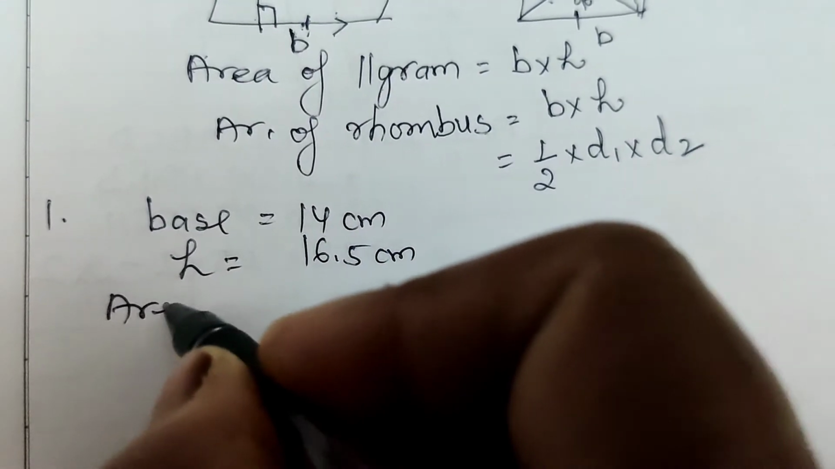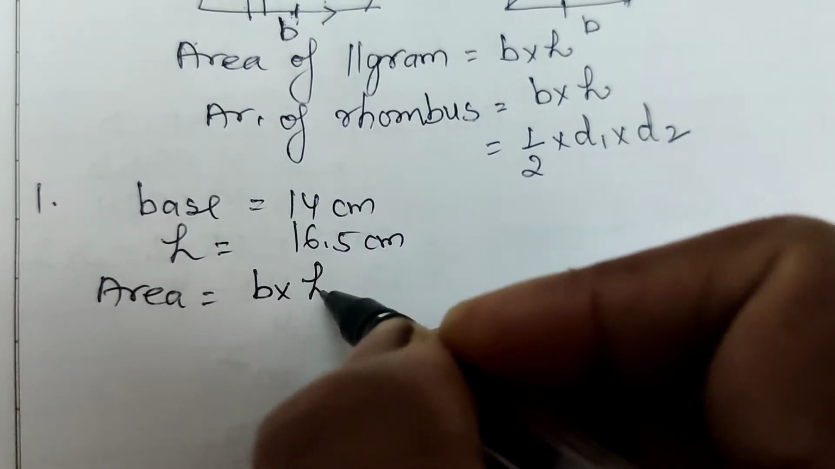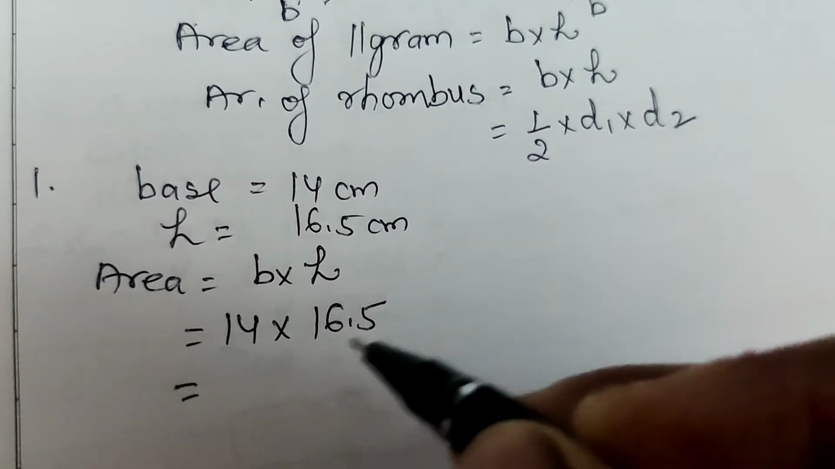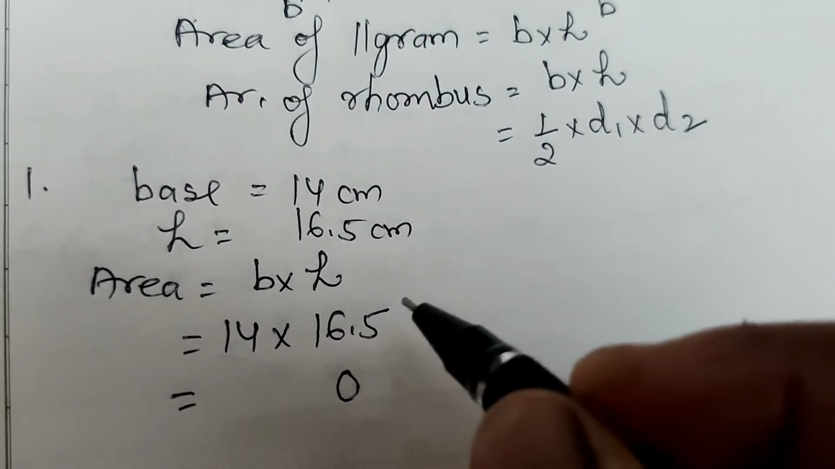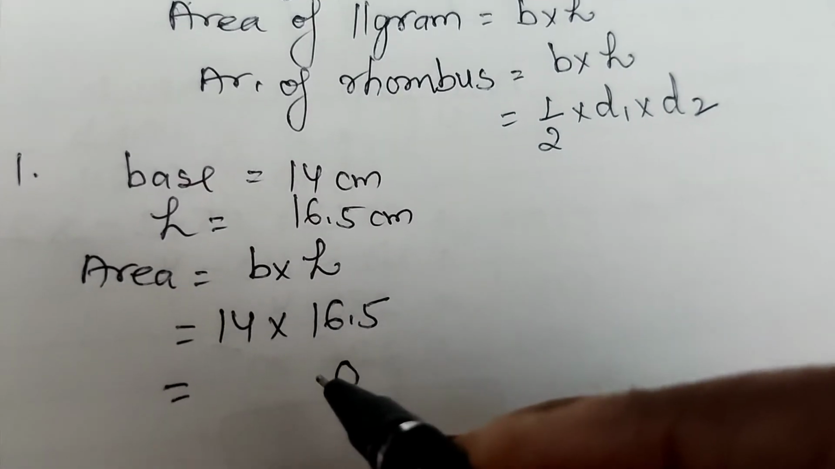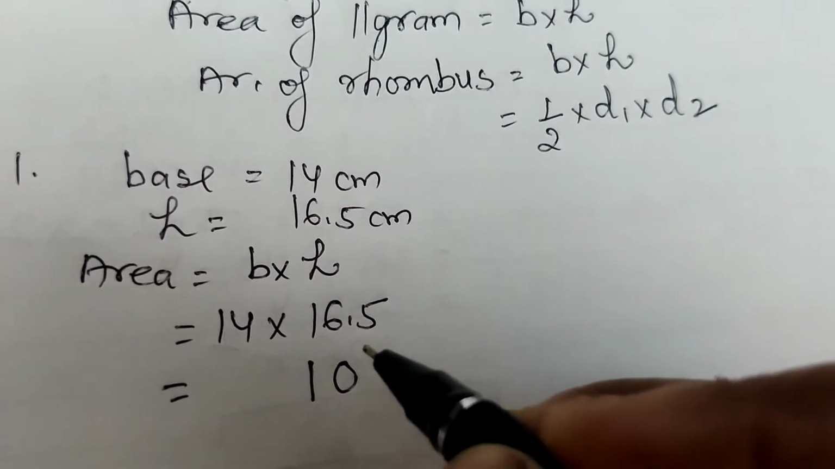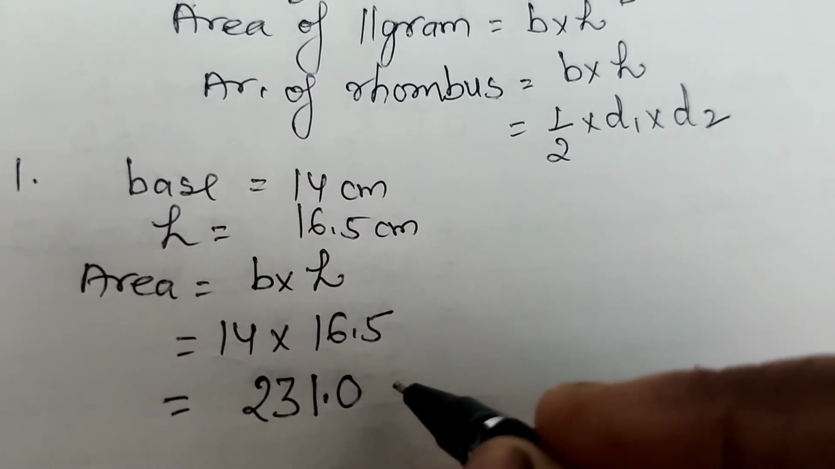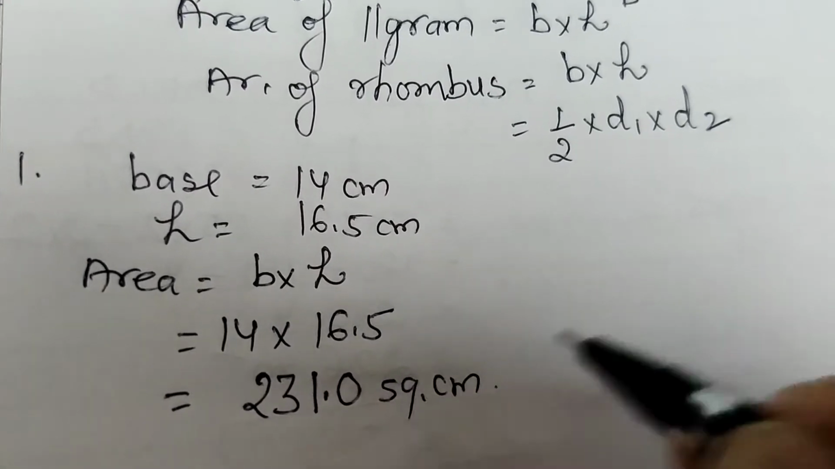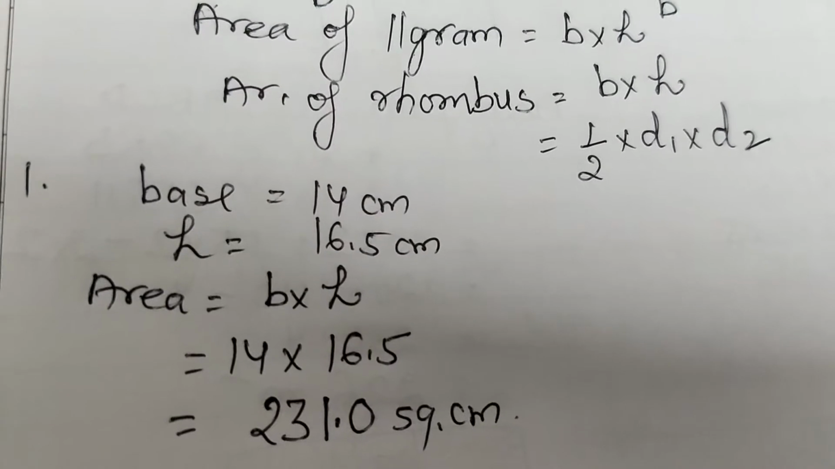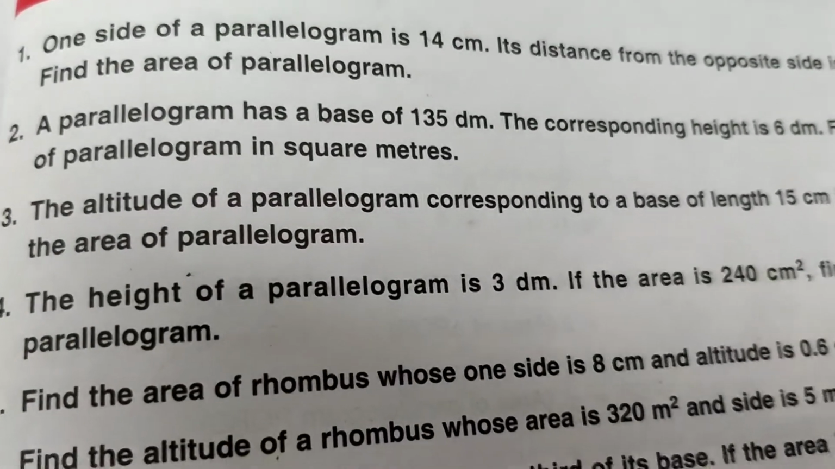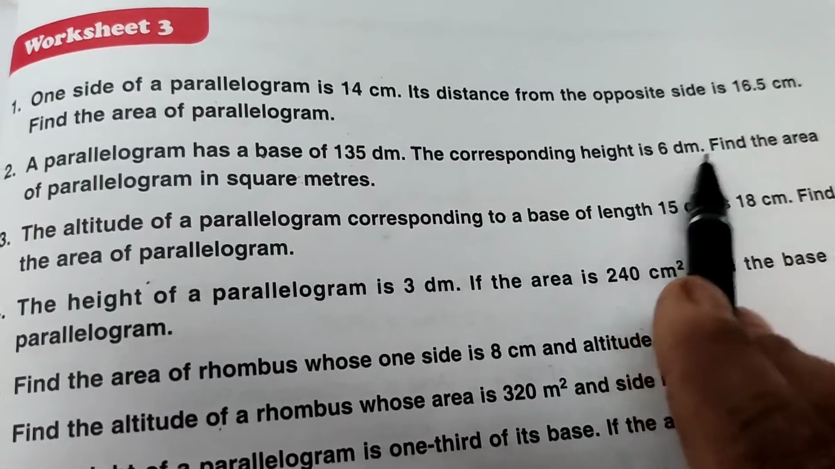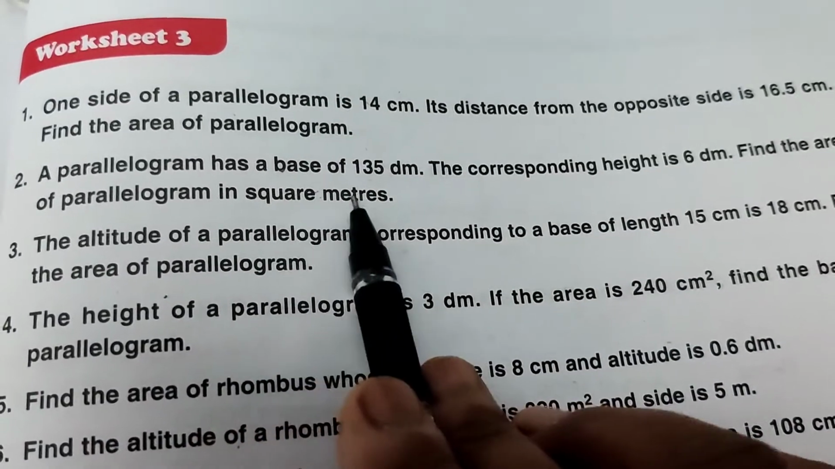Now area of parallelogram equal to base into height. 14 into 16.5. 231 square centimeter. The unit of area is square centimeter. Now question number 2. A parallelogram has a base is 135 dm and the corresponding height is 6 dm. Find the area of parallelogram in square meter.